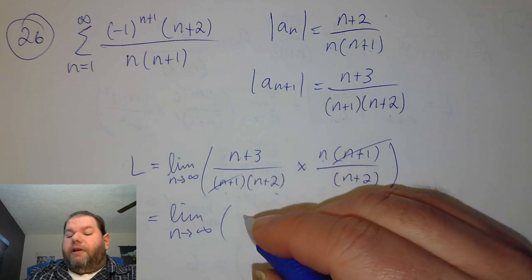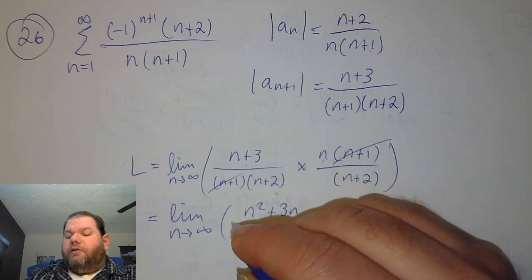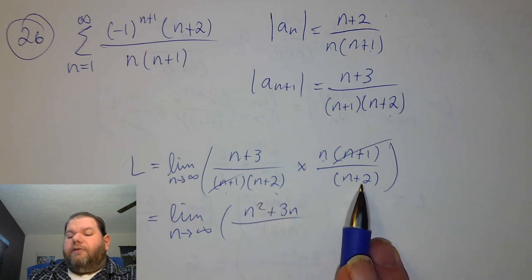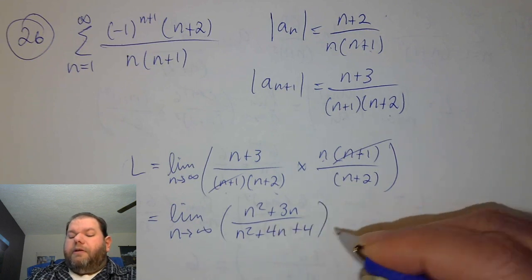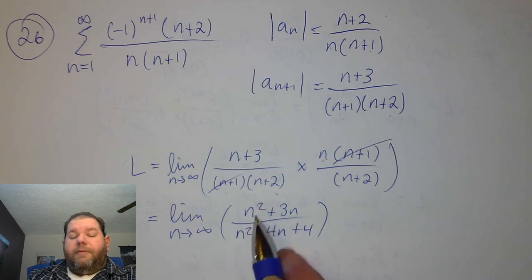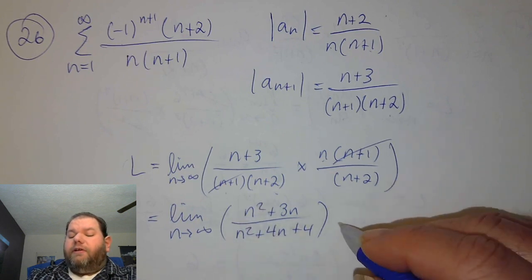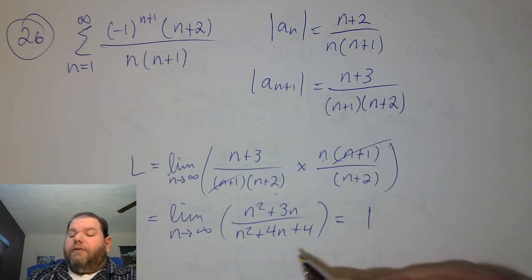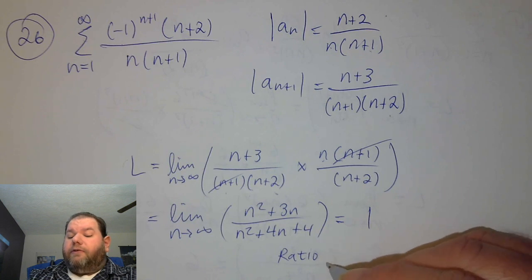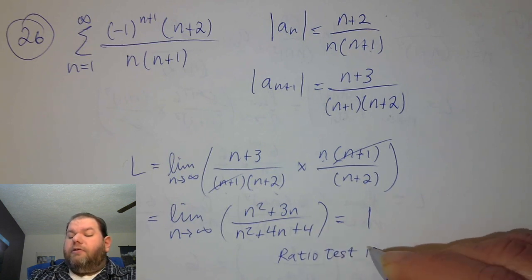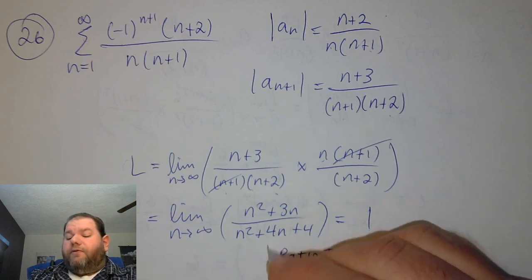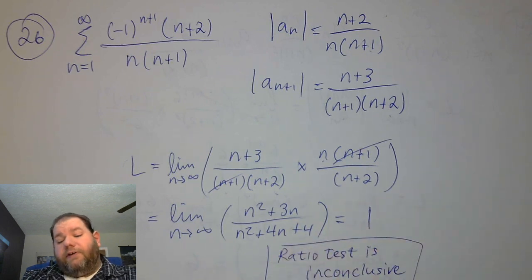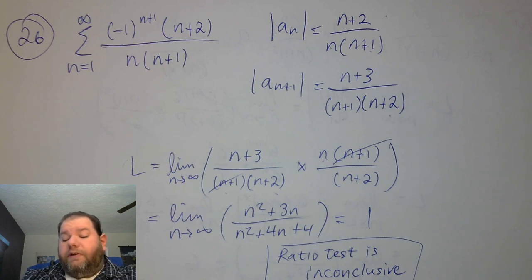So n plus 3 times n would be n squared plus 3n. And on the bottom, n plus 2 times n plus 2, that would be n squared plus 4n plus 4. Now, the limit of this, because we have the same exponent, top and bottom, we look at their coefficients, it's equal to 1. And so the ratio test is inconclusive as a result. So what we would probably do here, like I was talking about before, is go ahead and just use the alternating series test instead, if we actually want to test this for convergence.